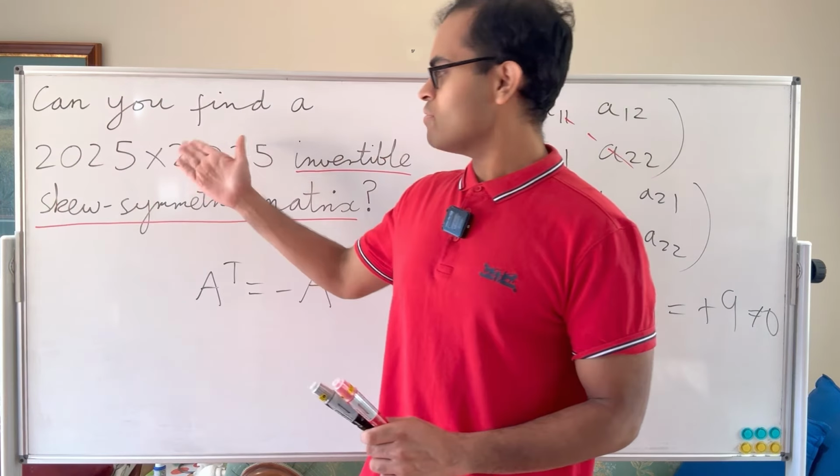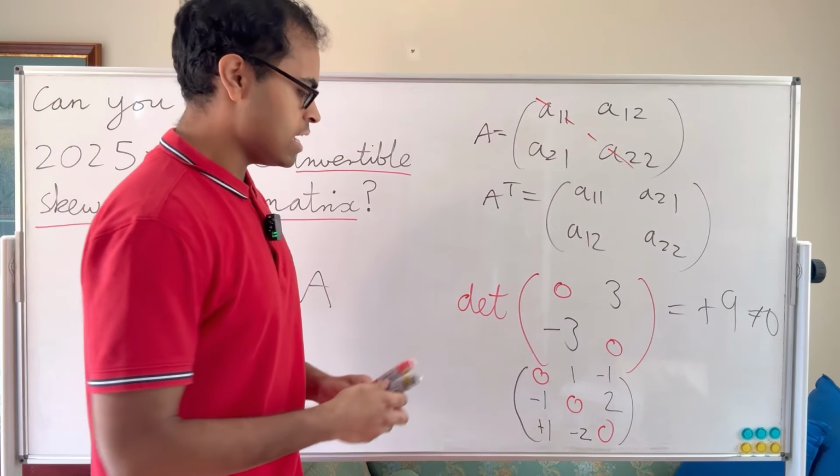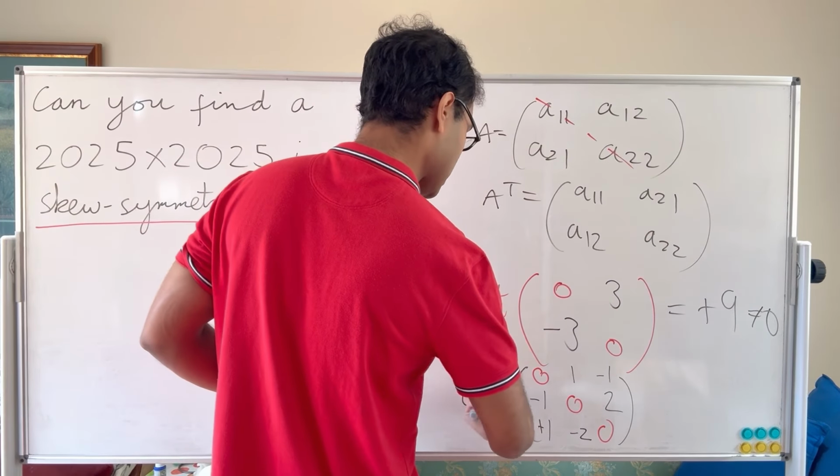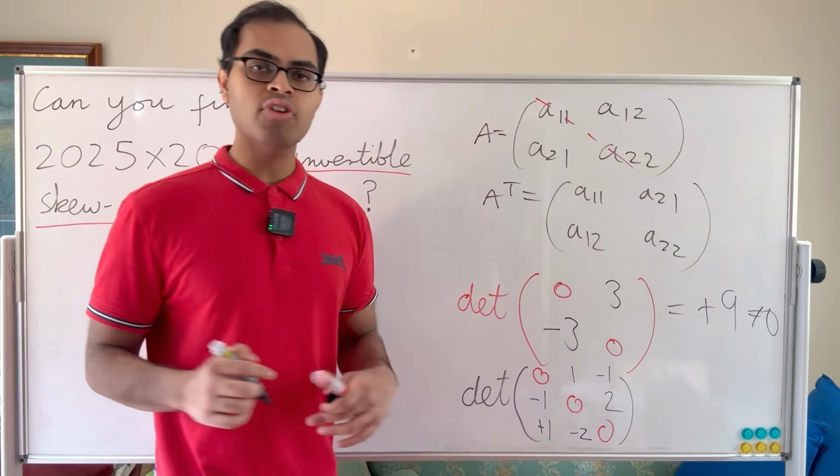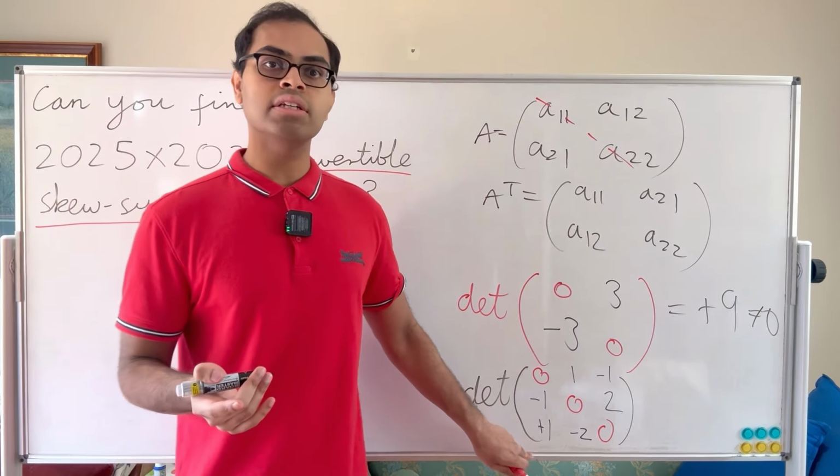But 2025 is what we want, so that looks a lot more complicated. What about the determinant of this matrix? So I want you to drop a comment right now or think about it. Calculate what the determinant of this is.